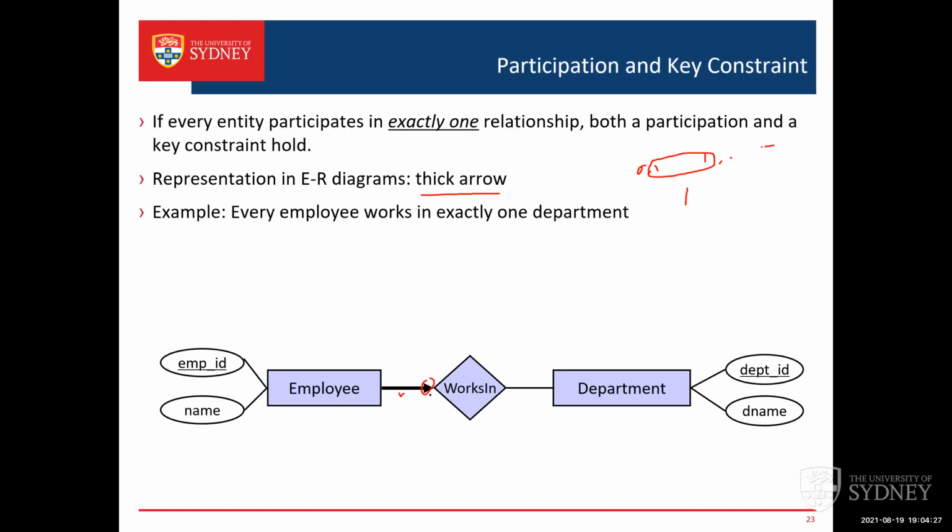Someone is asking, what does ER stand for? E means entity, R means relationship. Okay. So these are the entities, employee and department. R is the relationship, which is works in this case.